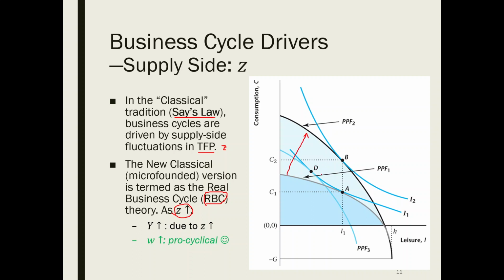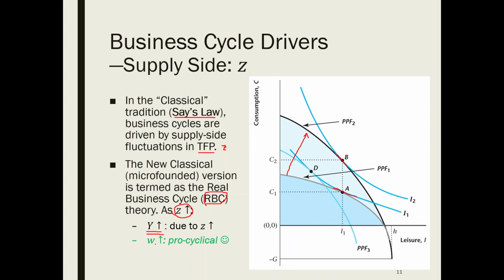Now let's analyze the effect of a higher Z on endogenous variables. First, when Z increases, for the same level of input, the output rises because the production function shifts up with the higher productivity. Second, due to a higher Z, the slope of point B is greater than that of point A.